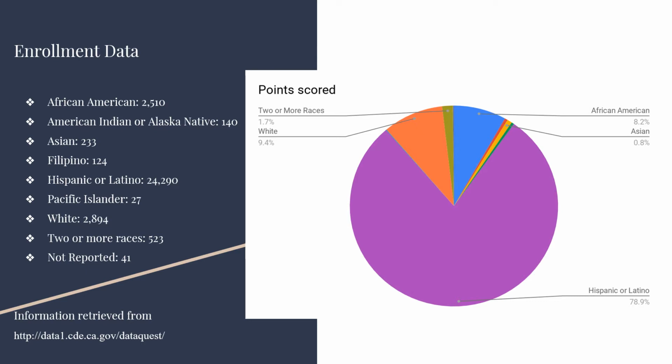sitting at 8.2%. The other groups also include American Indian or Alaskan Native, Asian, Filipino, Pacific Islander, and students with 2 or more races. There are also 41 students that did not report what ethnic background they came from or what ethnicity they were.